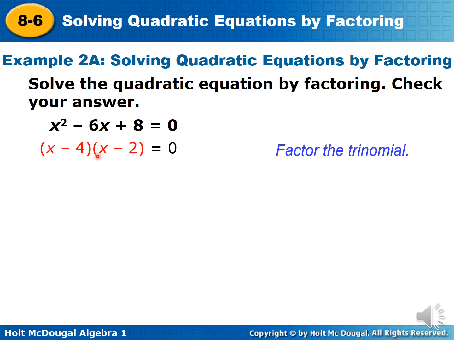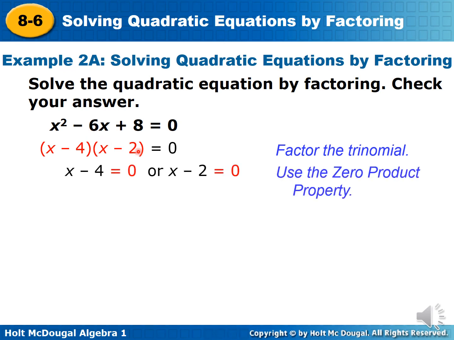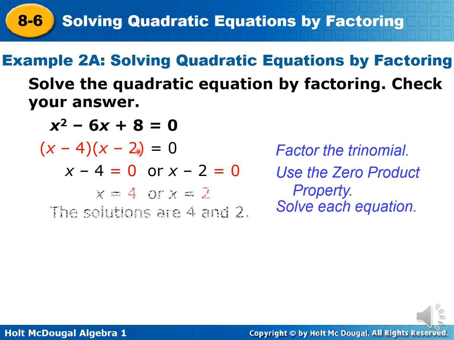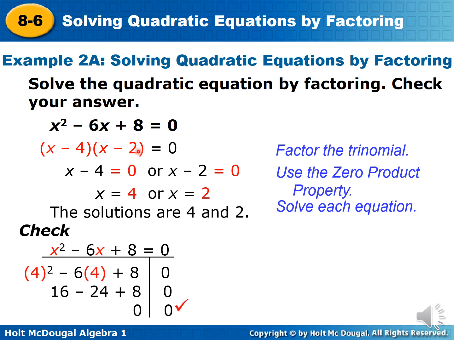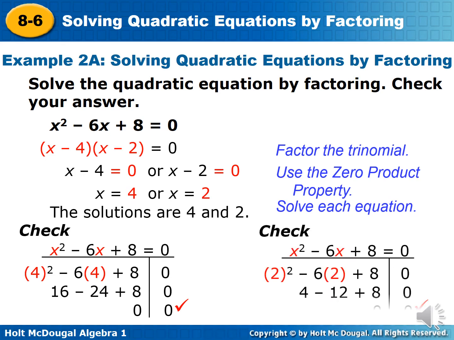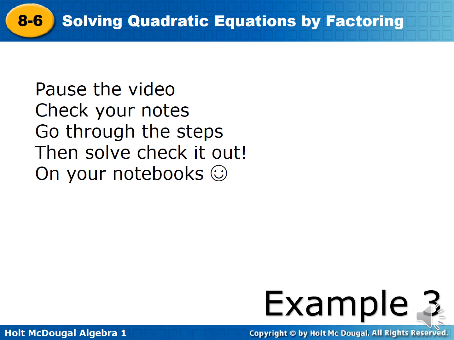The second step is, as we did in example 1, since we have two brackets and the product of them is 0, then one of them should be 0. If one of them is 0, we solve separately. So the answer is 4 or 2. Now, here are the solutions we got by solving. How can we check? We need to substitute. You substitute every x in the equation again, and you make sure that it's correct. Pause the video and check your answers and steps, and go try, check it out.